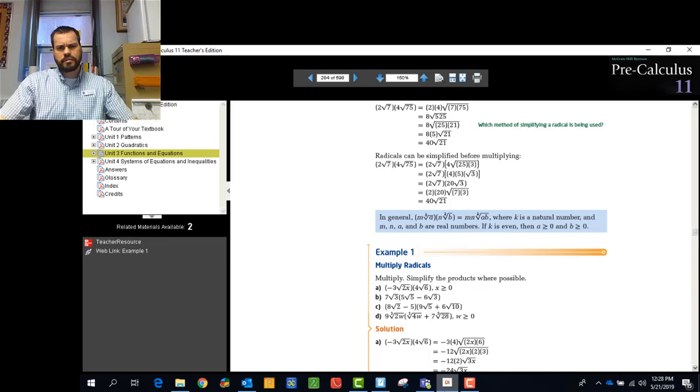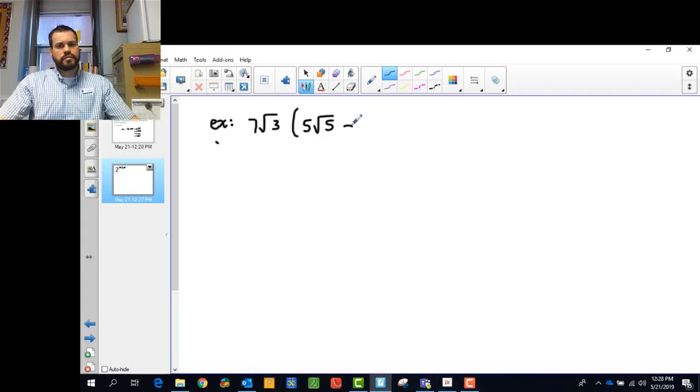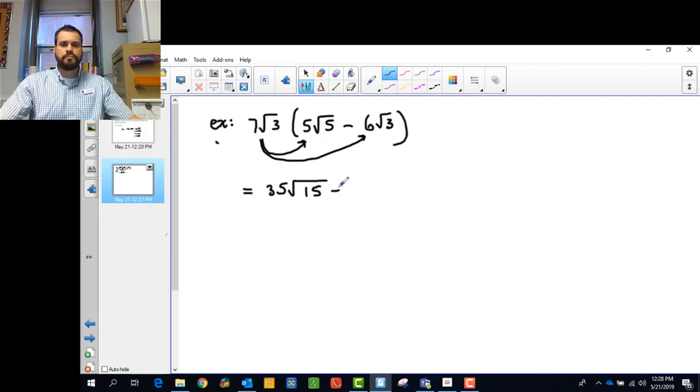minus 6 root 3. So this is going to harken back to when you were multiplying polynomials, but you're going to multiply just like you did that. So you're going to multiply the first term, and then you're going to multiply the second term. Each multiplication, you're going to multiply using the steps we just said. So 7 times 5 is 35, and 3 times 5 is the square root of 15, and then 7 times 6 is 42, and 3 times 3 is 9.